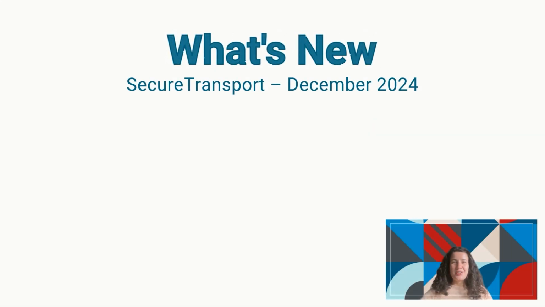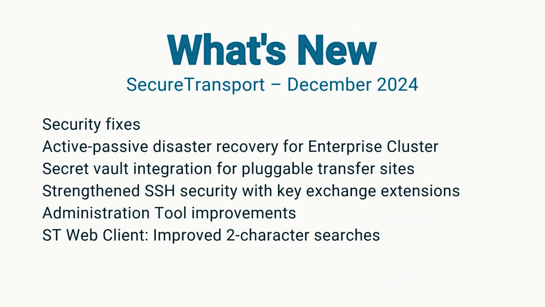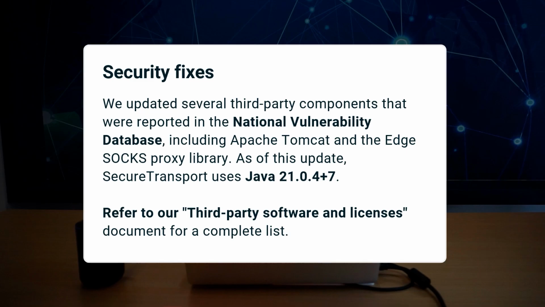Let me share the latest SecureTransport features and improvements with you. This month, we updated several third-party components that were reported in the National Vulnerability Database, including Apache Tomcat and the Edge SOX proxy library. As of this update, SecureTransport starts using Java 21.0.4+7. Refer to our third-party software and licenses document for the complete list.